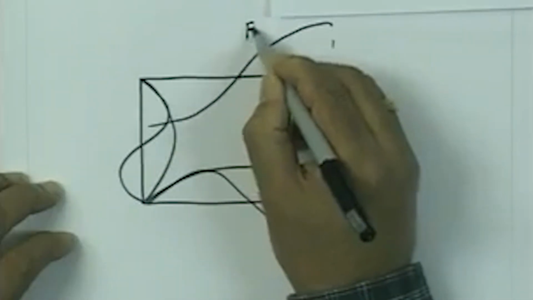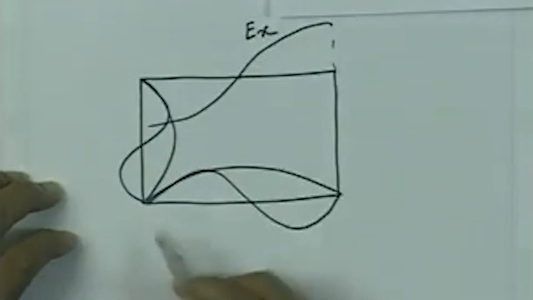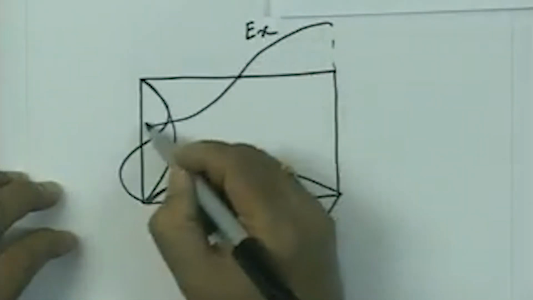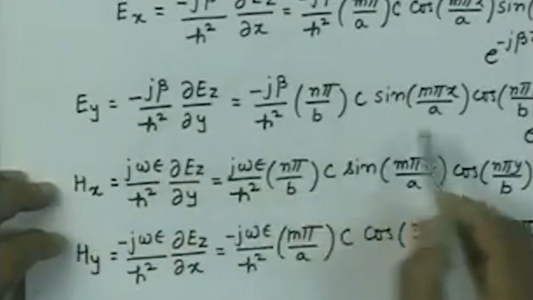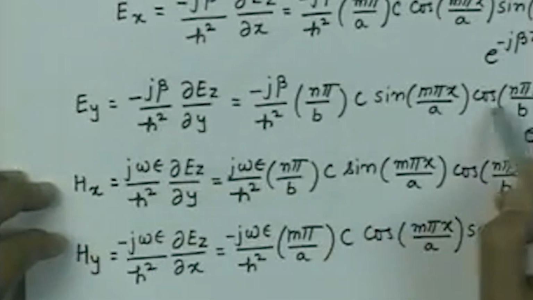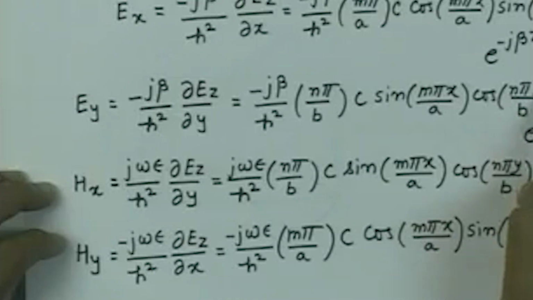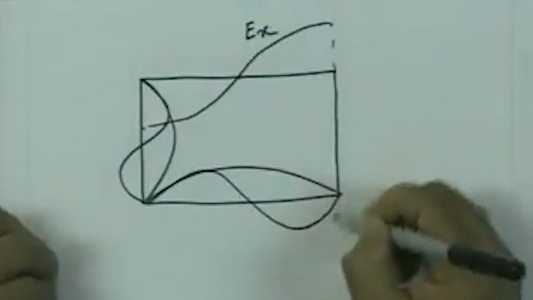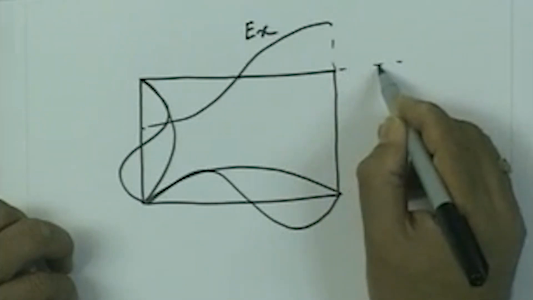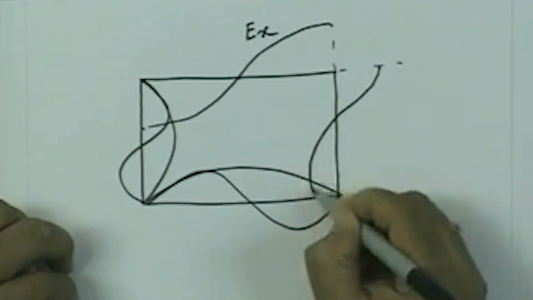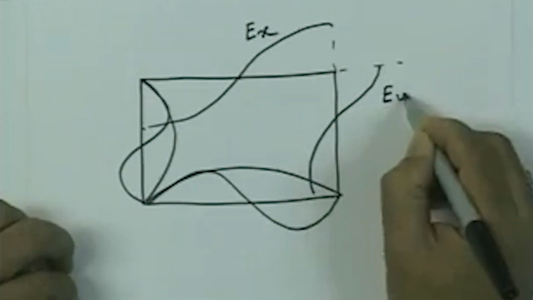So, the Ex component, if I look at this, will be like that. This will be the component Ex. So, that is maximum here, 0 here, maximum here. And the Ey component, if I look at, will again be a cos variation along the y direction. So, it will be in this direction. The field variation would be like that for the Ey component.